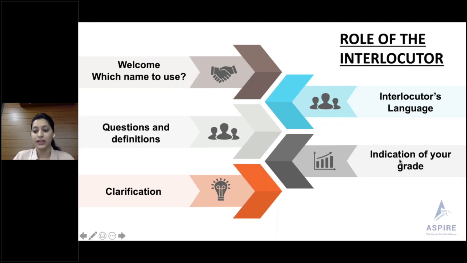All right. So the next point, indication of your grade. The interlocutor will record your role plays and your role play will later be assessed by two other professionals from OET, and they will give you your assessment. The interlocutor is not trained to assess you, hence they will not be giving you a grade then and there, and neither can you ask for it.